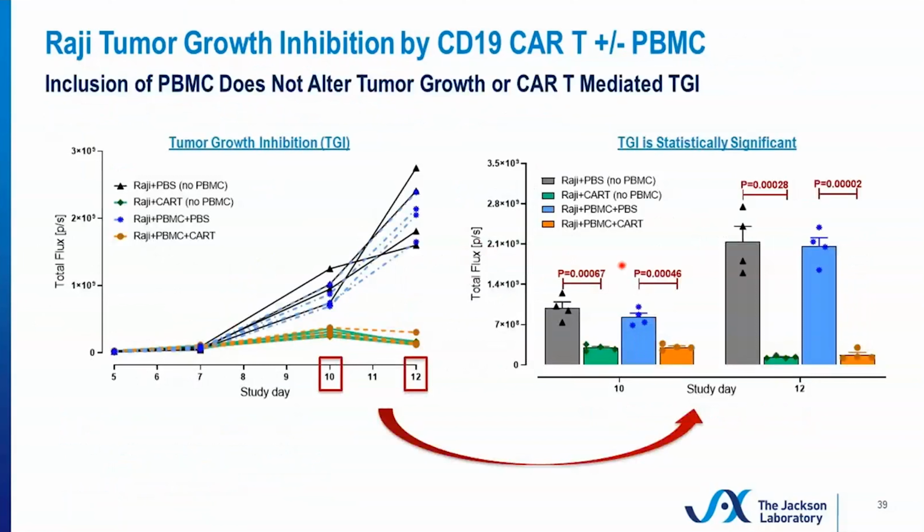So what we can see here is that the inclusion of PBMCs is important for amplifying the cytokine release response, as you'll see in a minute. One thing that's important to note is that if we look at the blue, the tumor growth is the same. The blue is the inclusion of PBMCs alone, and it is not clearing out the tumor. It's only when you have the presence of the CAR T in either the green or the orange. And the orange is the combination of the PBMC and the CAR T, and you have similar clearance of the tumor, and this is statistically significant at days 10 and 12.